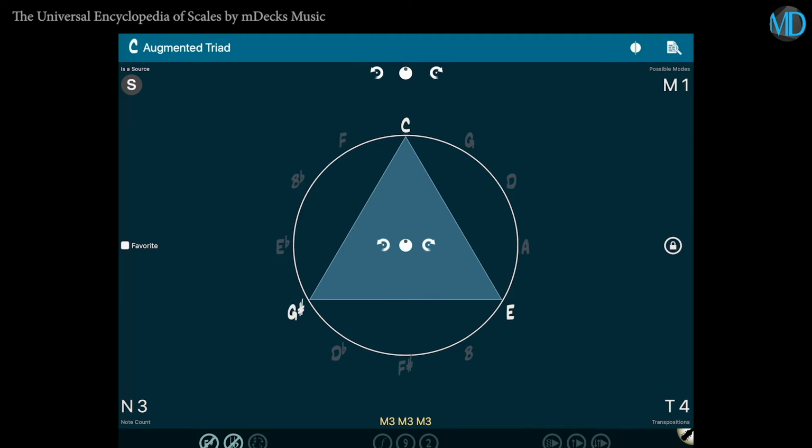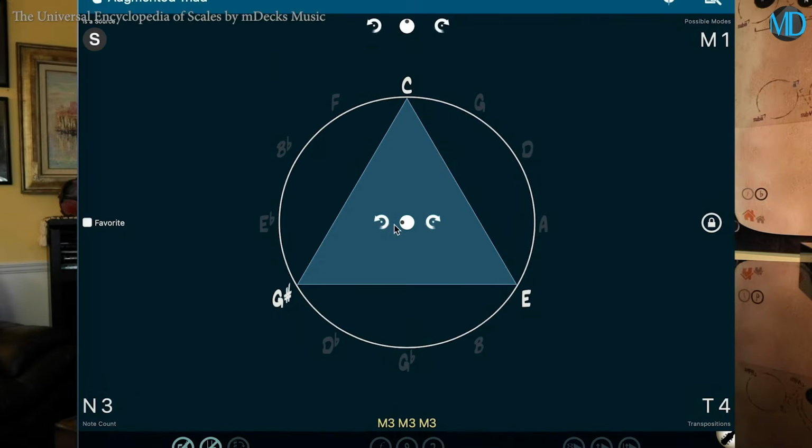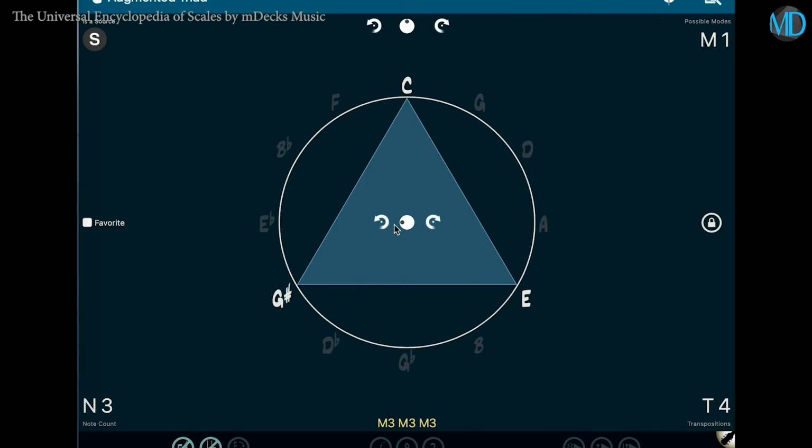As we've seen in the previous video, we can get the related modes by rotating the graphs around the circle of fifths. But look what happens when I rotate the graph around the circle. The graph doesn't change. That's right. No matter which way you turn the graph, it remains unchanged because the E moves to the top where the C was, the C moves to where the G sharp was, and the G sharp moves to where the E was. This graph presents symmetry under rotation, and that's why the scale it represents is called symmetric.